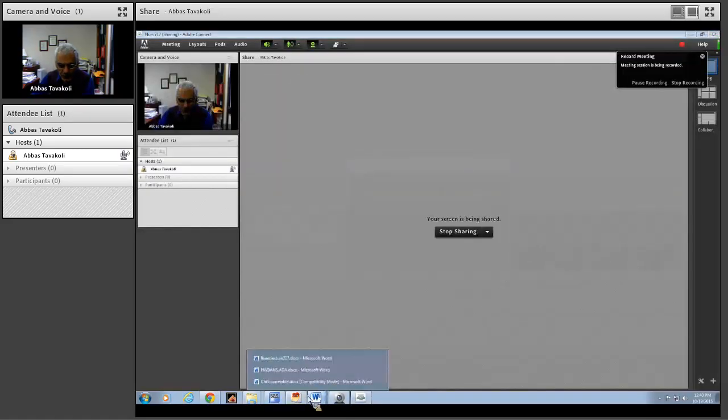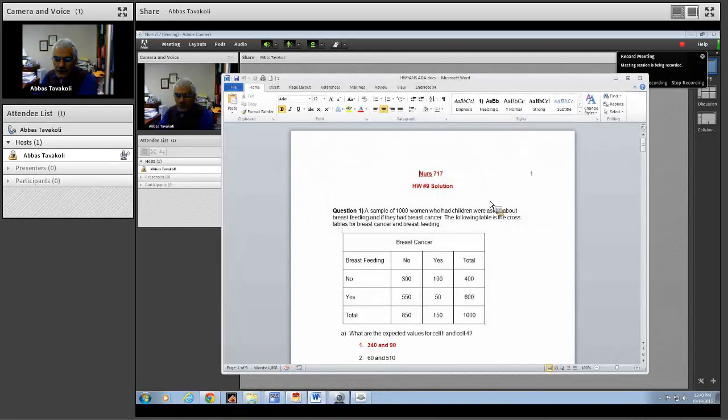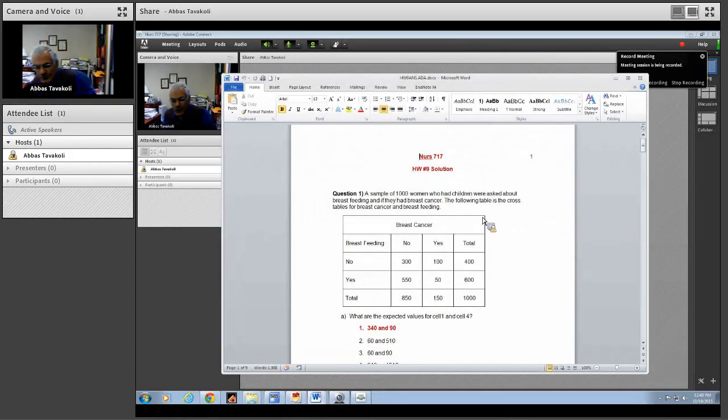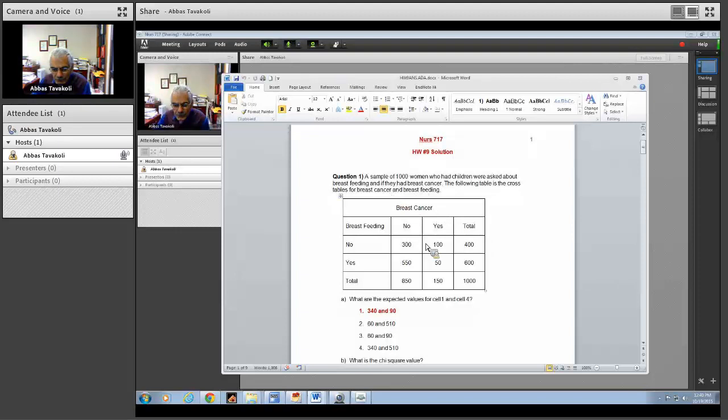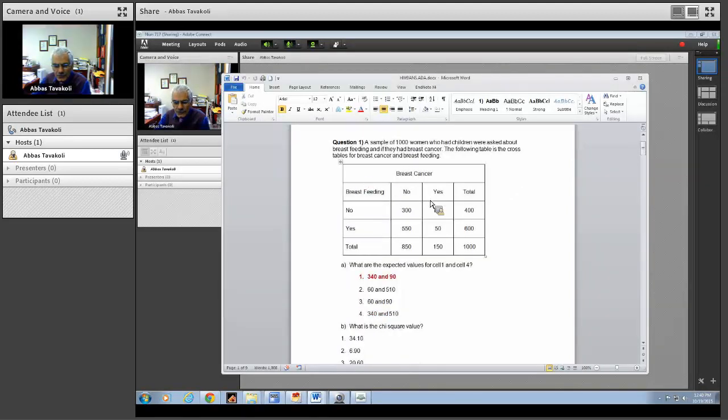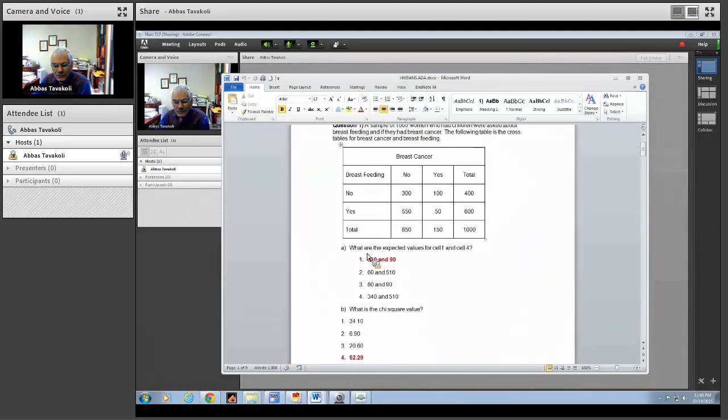So let me go over the solution for assignment 9. Assignment 9 basically covers chi-square and goodness of fit material. In the first problem, we have a sample of 1,000 women who had children, who were asked about breastfeeding and whether they had breast cancer. This is the table you have: those who had breast cancer or not, and the breastfeeding. I ask you to first calculate the expected value for cell 1 and cell 4.